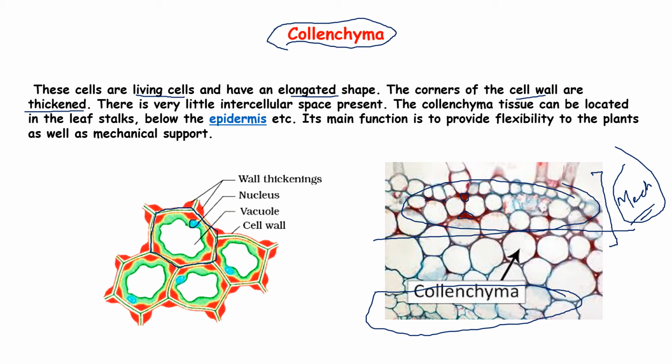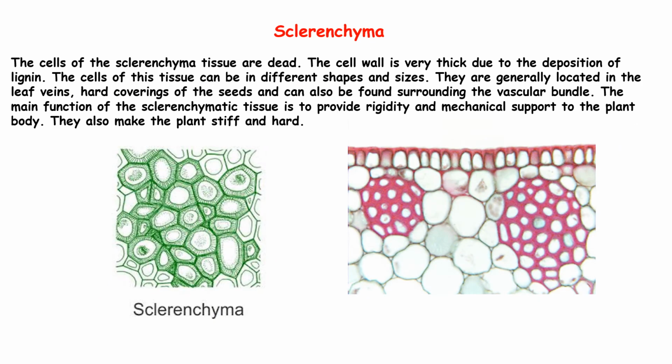Generally they are present just below the epidermis in leaf stalks, in leaves, in stem, and they provide the mechanical support. Then the third type of tissue is the sclerenchyma. Here you have to remember the sclerenchyma tissue differs from the parenchyma and collenchyma tissue in that they are dead, while the other two that we discussed previously are living. The cell wall is very thick. You will see here the cell wall is very thick.